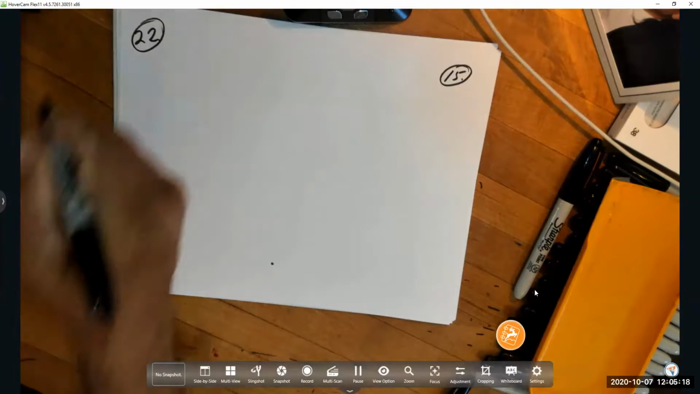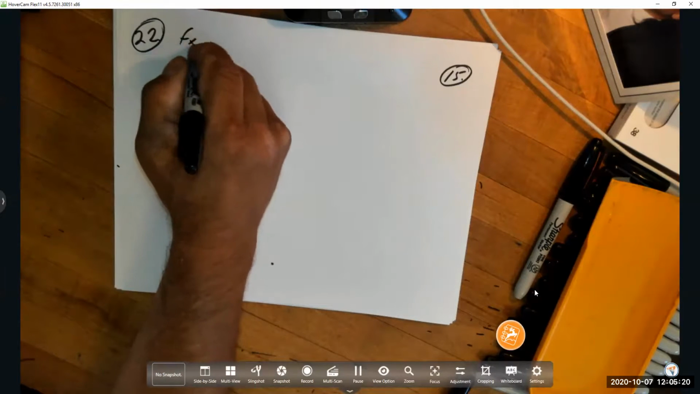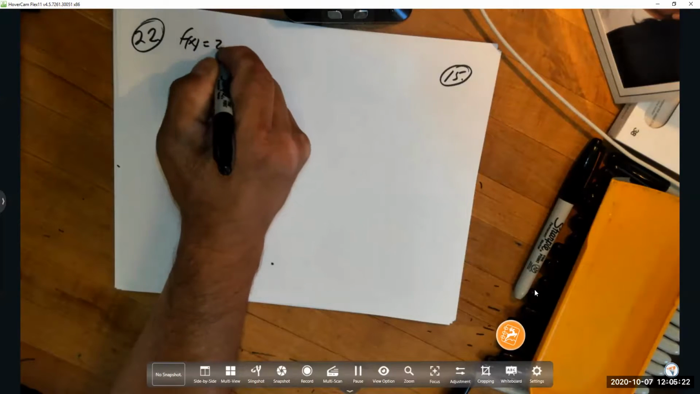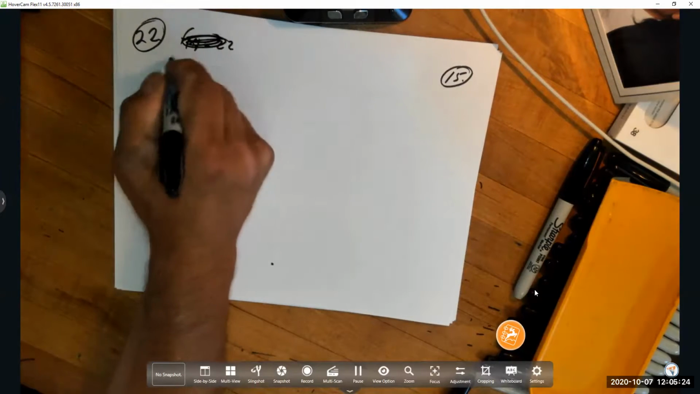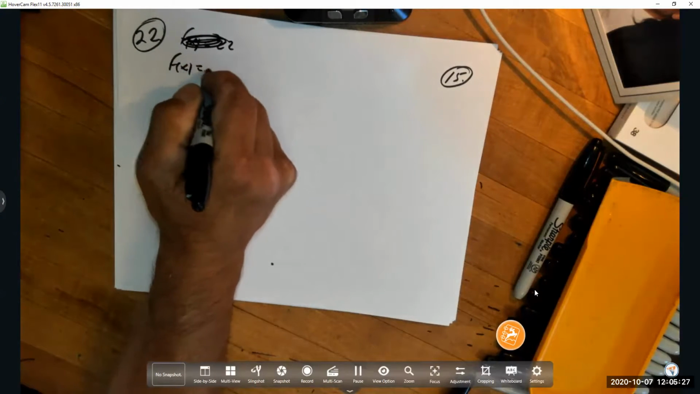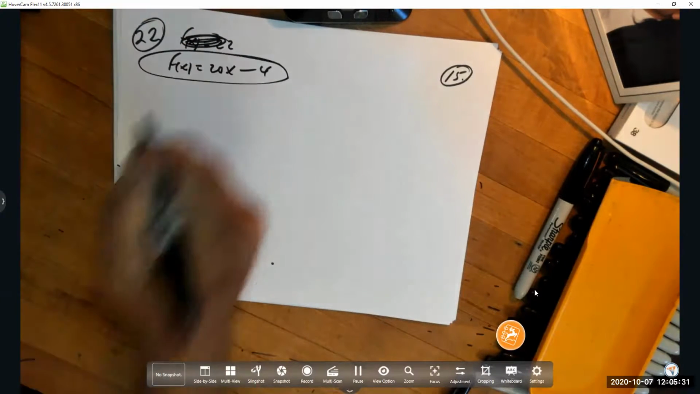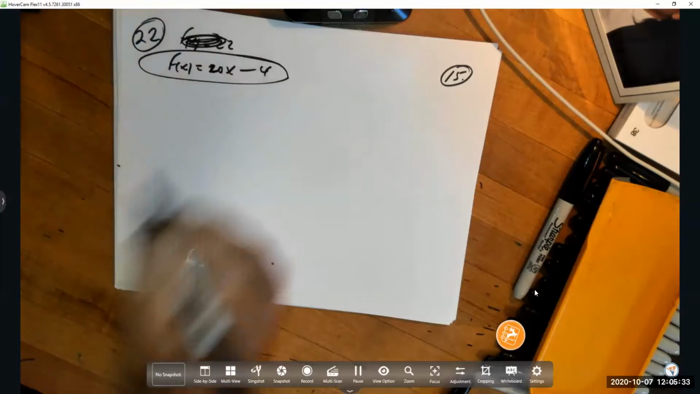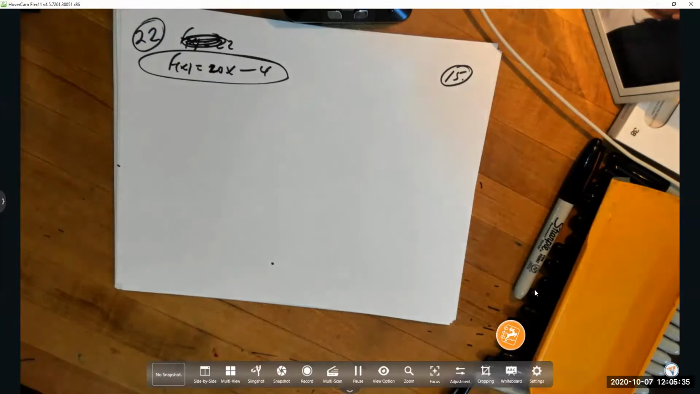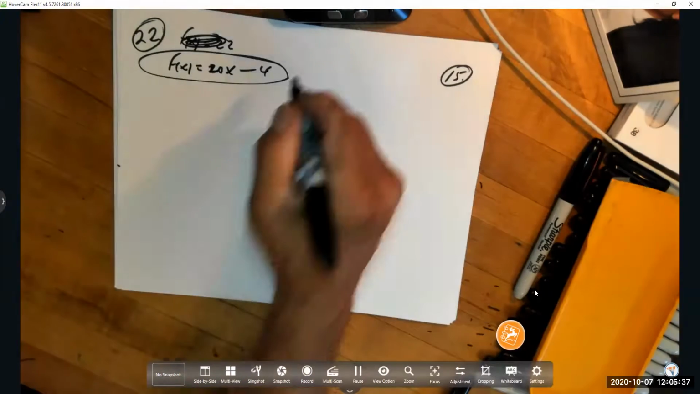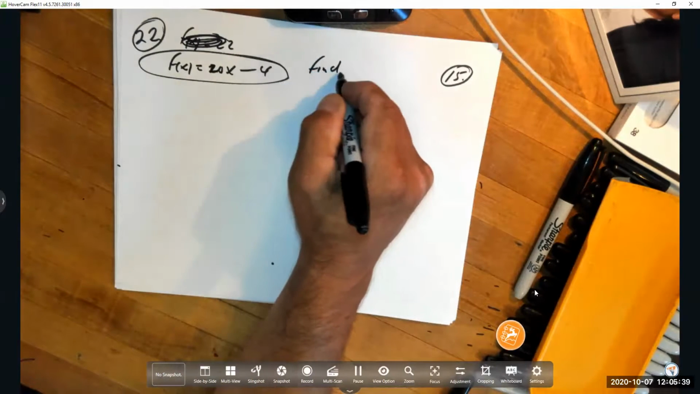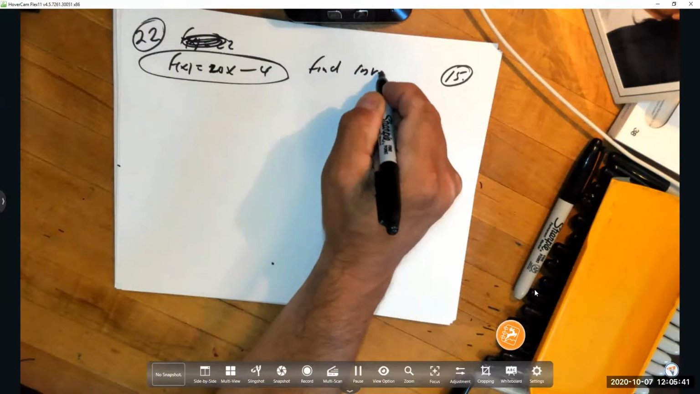All right, 22 says this. f of x is 20x minus 4. There it is. 20x minus 4. It says find the inverse. That's what it says right here. Find the inverse and then graph.